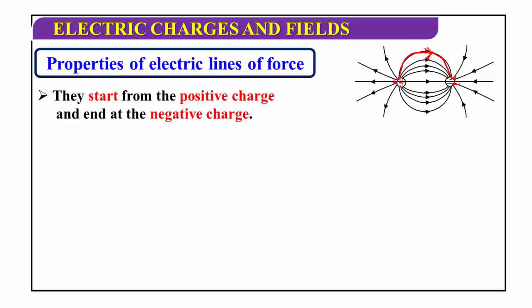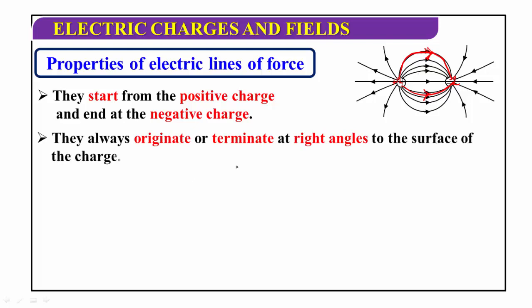Observe here, the electric field lines again go from positive to negative. This arrow mark indicates they start from the positive charge and end at the negative charge. And the second property: they always originate or terminate at right angles to the surface of the charge.